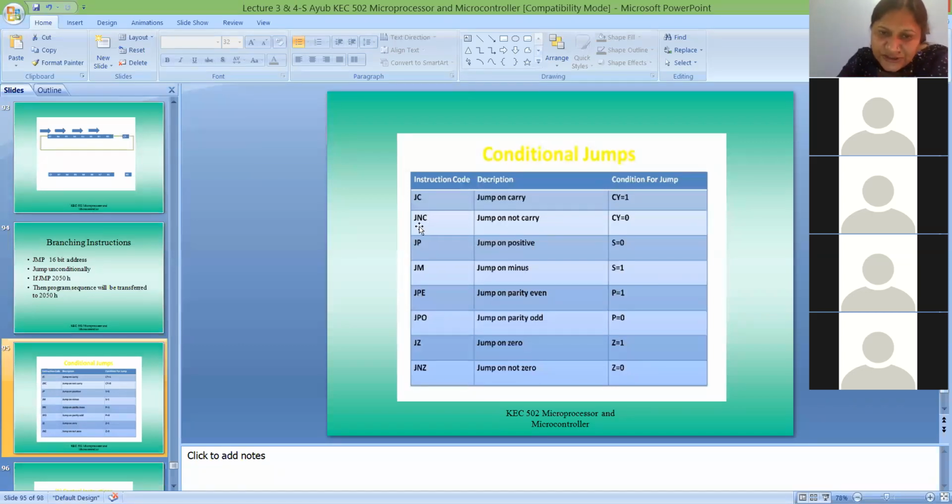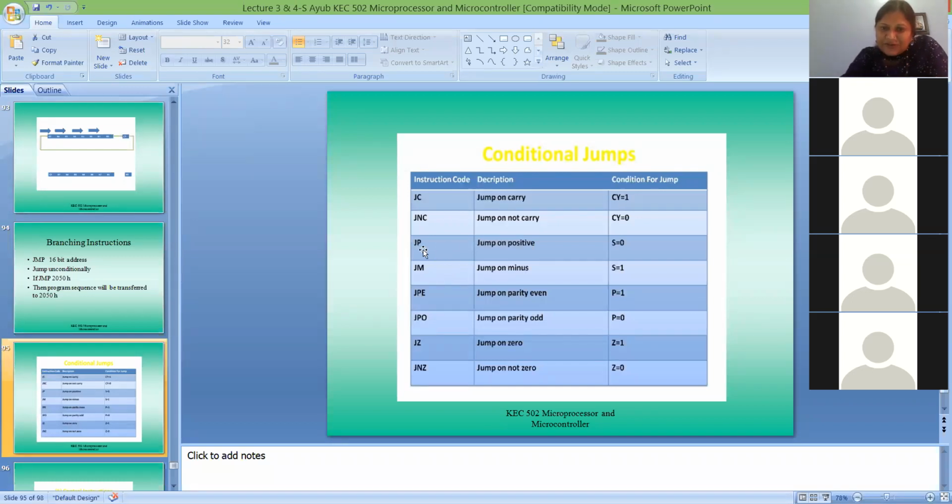Similarly, if you write JNC and then a 16-bit address, first it will check the carry flag. JNC means it will check whether carry is not there. If carry is not there, only then it will jump to the 16-bit address. But if carry is set, the condition is false, and it will not jump to that memory location, but will come down to the next instruction. Understood?